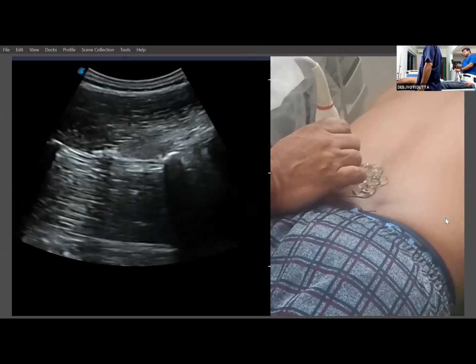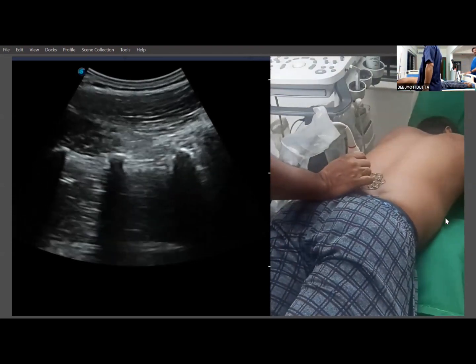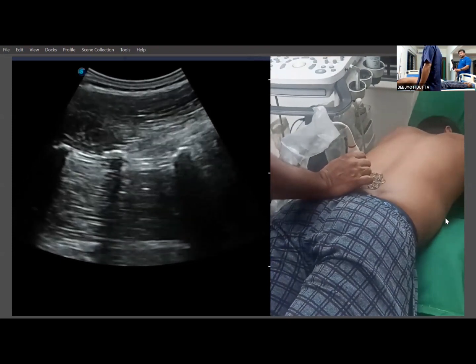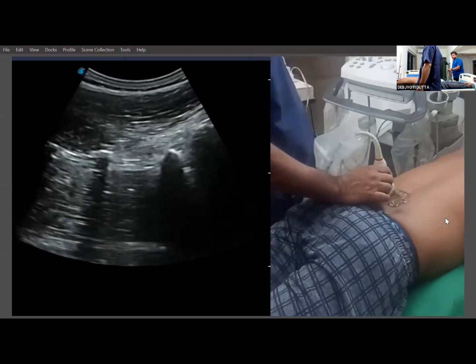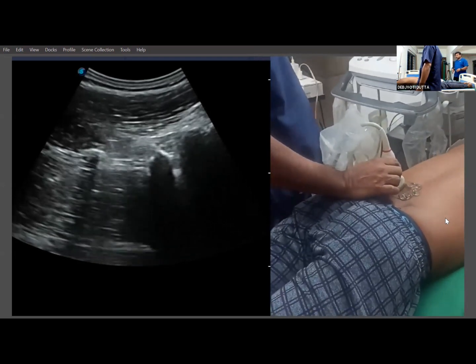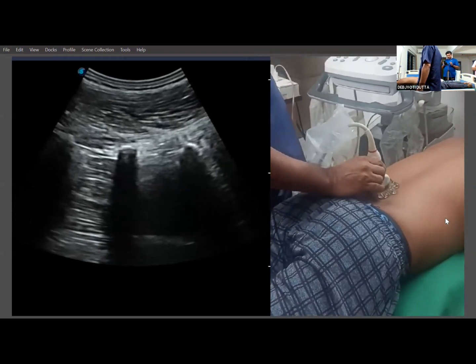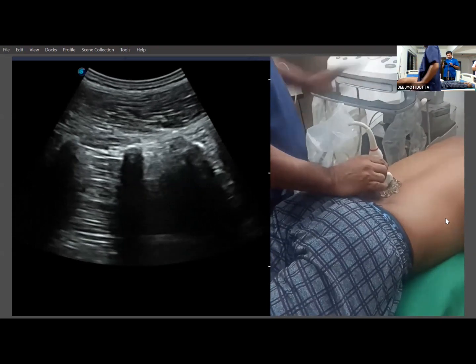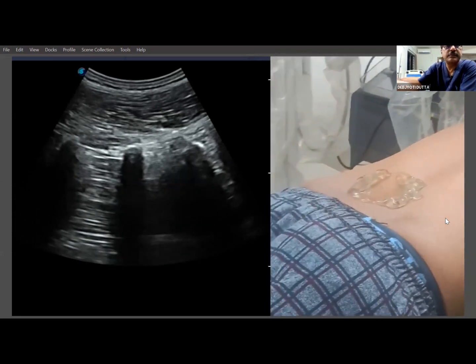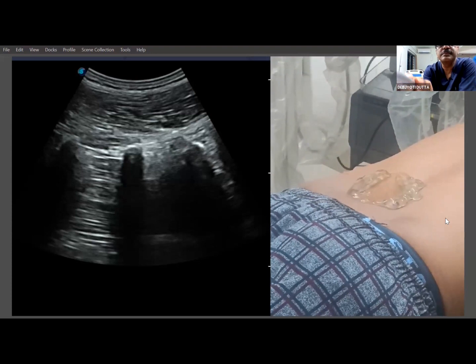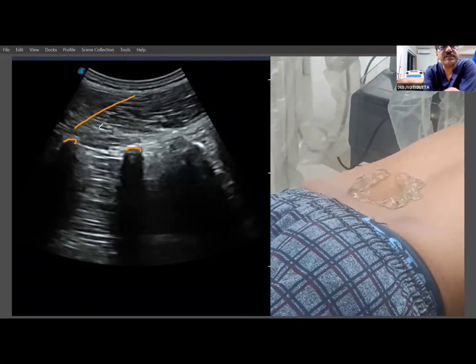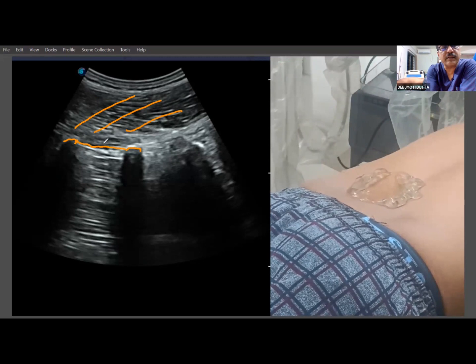So my probe marker is cranially. That means on the screen, the left side is the cranial side, and the right side is your caudal side. So what you can see here, we can see the finger-like projections, and that is your transverse process view. So this is your transverse process. This is another transverse process.